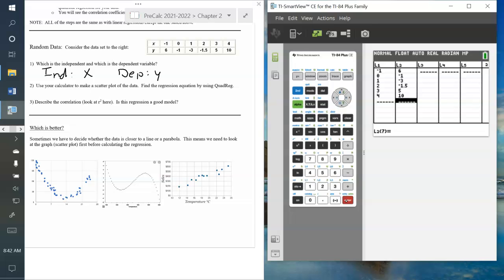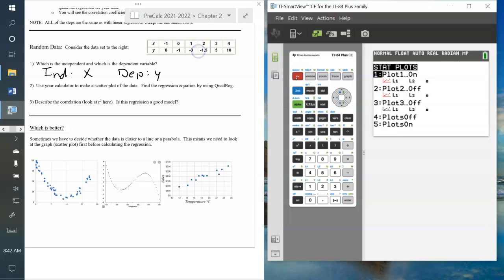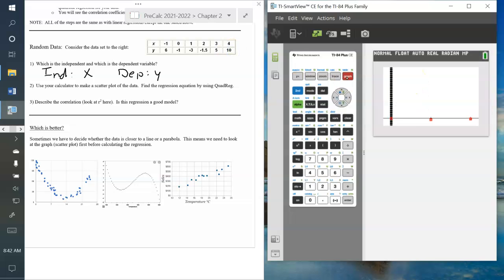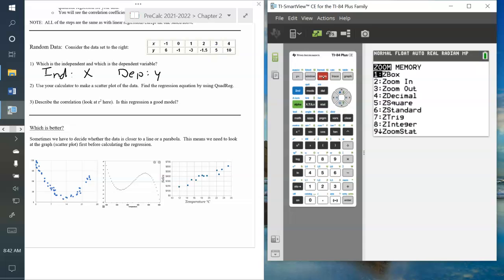All right, first thing it says is to make a scatter plot. So make sure you turn your plots on. So do second stat plot. And then mine is plots on already. So I'm going to graph, and you see how my graph isn't all that helpful. So I'm going to adjust my zoom. I'm going to go to zoom, and I'm going to choose zoom stat number 9.